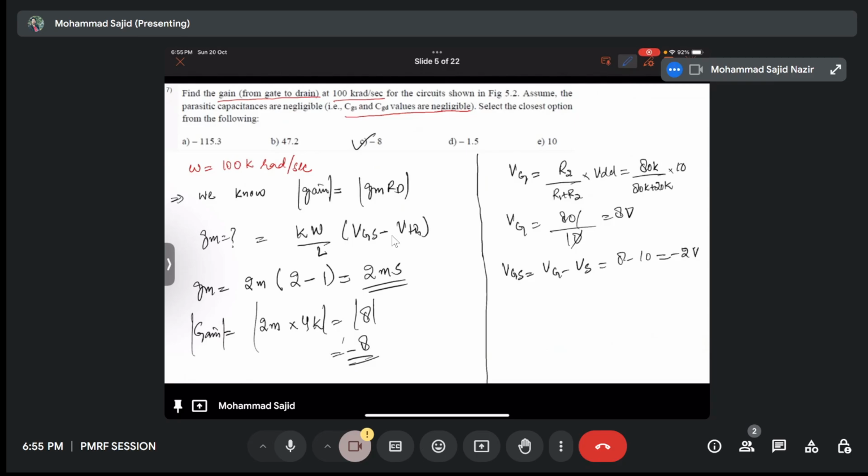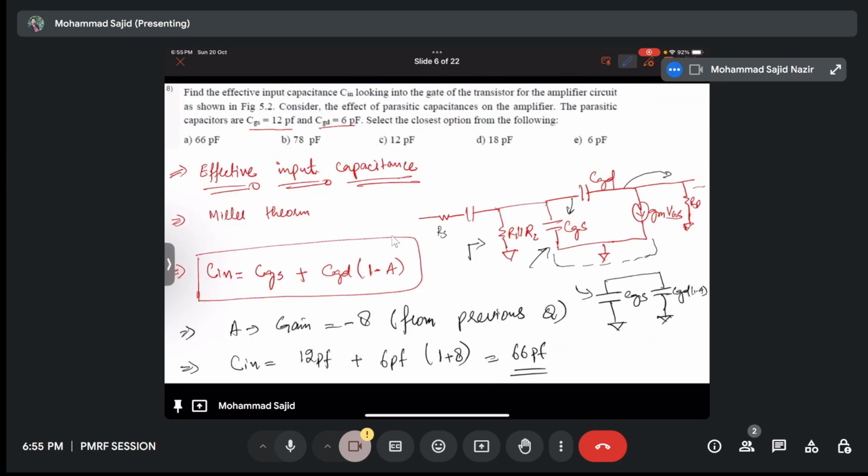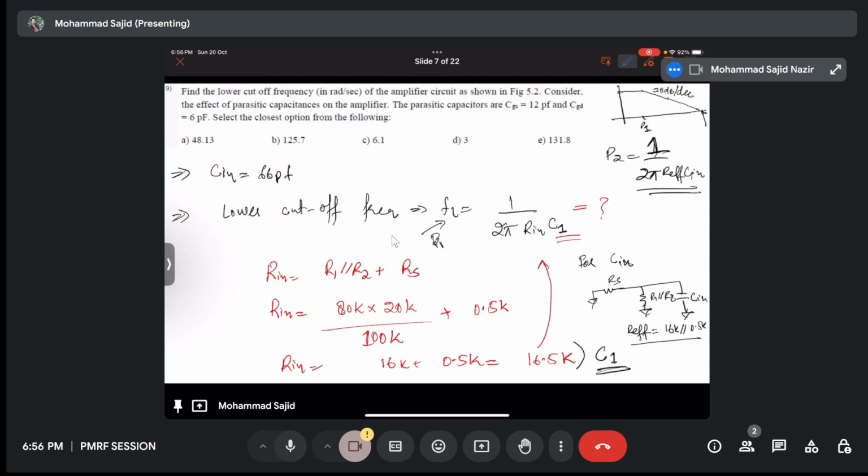Similarly, find the gain at this frequency for the circuit, assuming that the parasitic capacitance is the same. So we know that gain is gm RD. gm you can calculate from this formula, and VG is this. The importance here is that omega is this one, which means your input capacitance will be shorted, so that's why we can use this formula directly. From Miller's theorem, we can calculate the effective input capacitance: CGD will reflect at the input as CGD times (1 minus A), in parallel to CGS, so you can get the effective input capacitance.